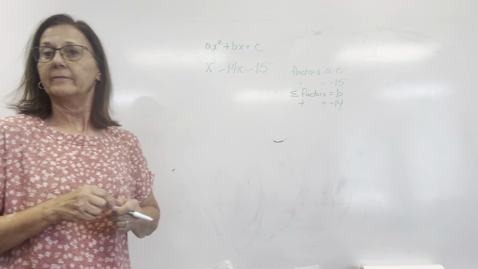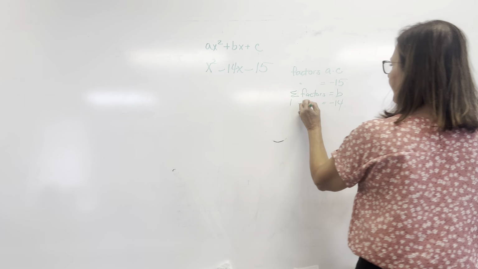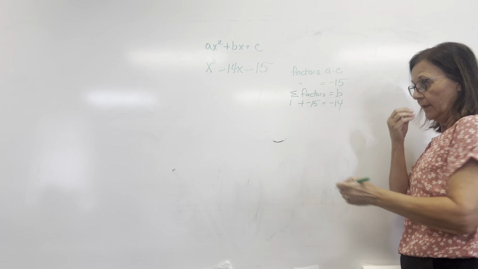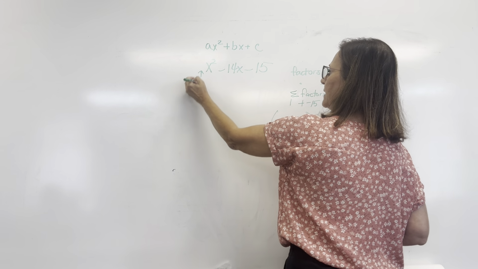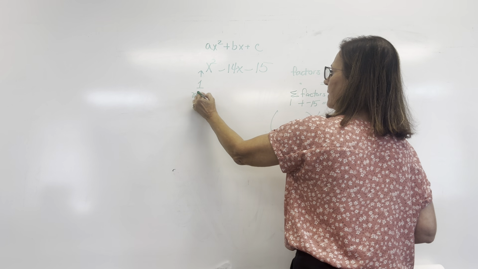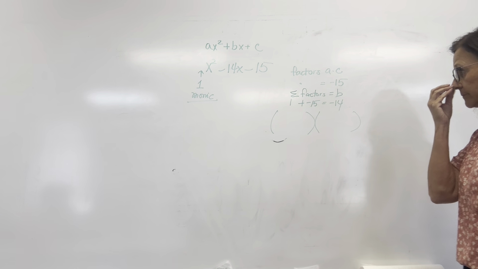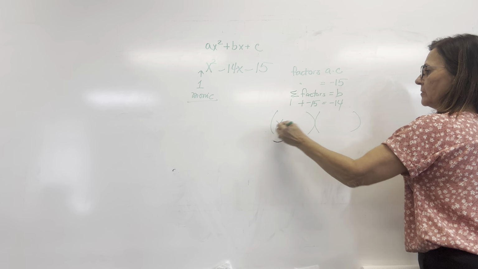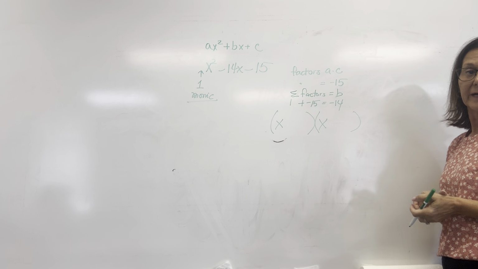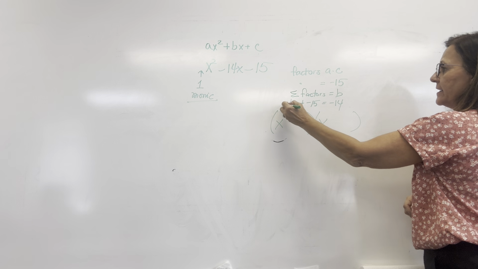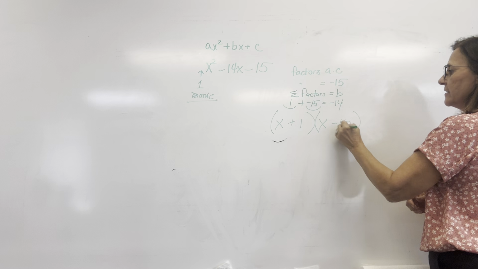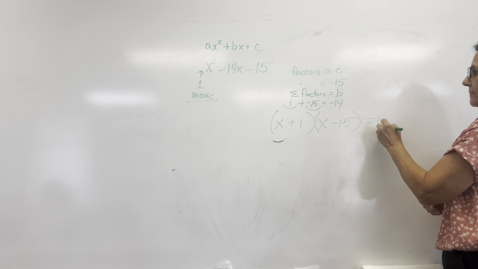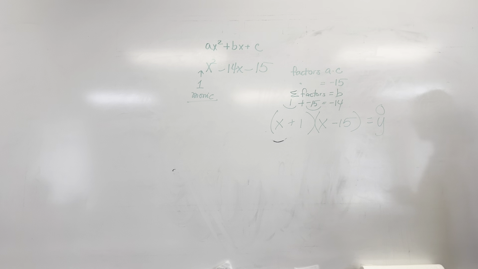Yes, Drew? 1 and negative 15. Always with quadratics that have a lead coefficient of 1, which is called a monic term, your first term in your binomials with factoring is x. This is your second term, and the sign goes with it. Plus 1, minus 15. We're going to set them eventually equal to 0 and solve.